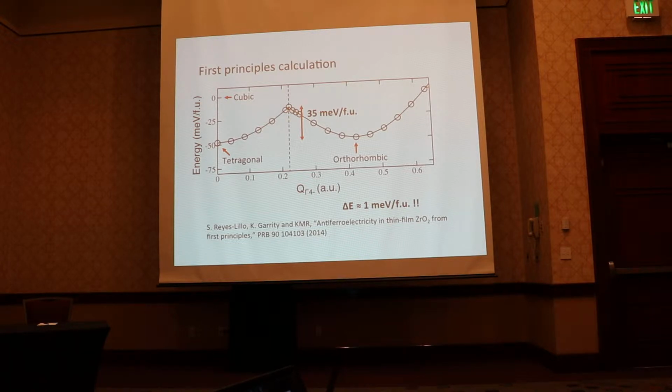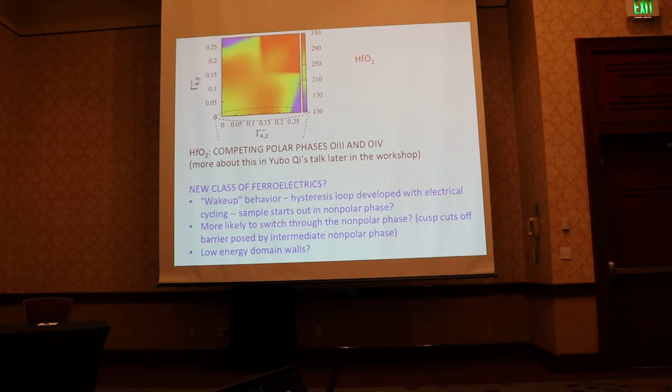But then, at a critical value of the polar mode, there's a cusp and a crossing with another phase, a first order transition. This polar orthorhombic phase has a minimum out here. So there are no instabilities over here to tell you that you're going to get to this distinct phase over here. And these two energies, as we compute them, are basically identical. So that's also quite characteristic. That's very consistent with the antiferroelectric behavior of zirconia.